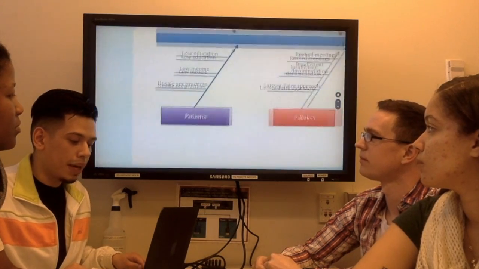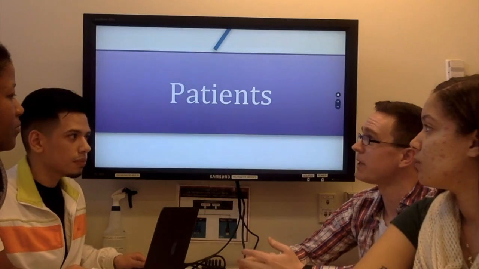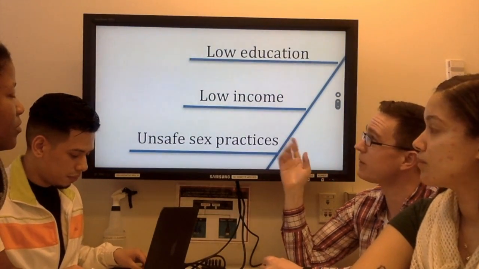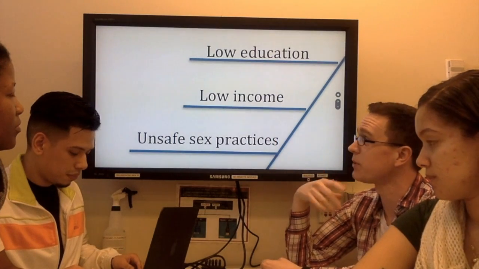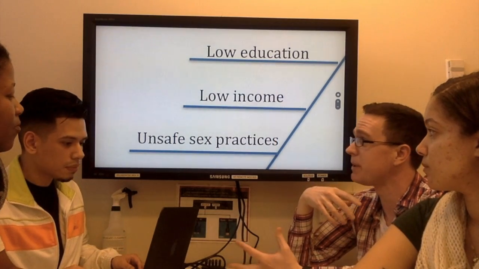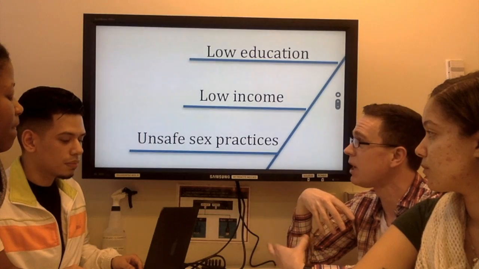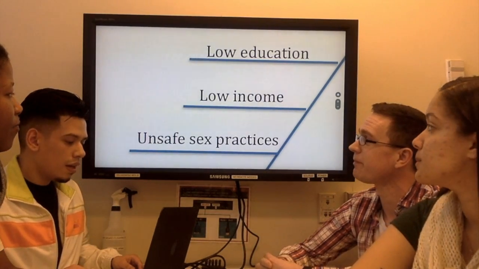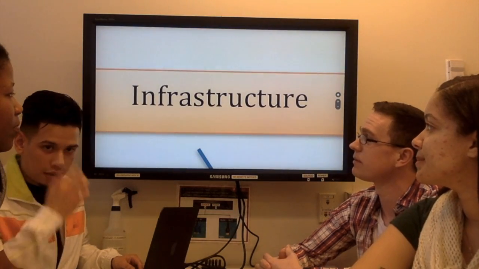The first one is patients. I went over some of the challenges that we identified. I described the low rates of education and poverty as important challenges. Another problem that we identified in the community was the high rates of unsafe sex practices. And the second problem is the infrastructure.